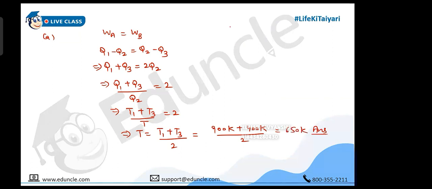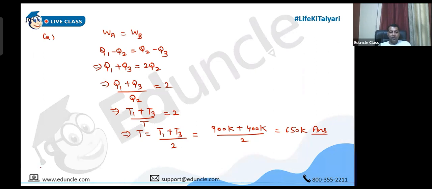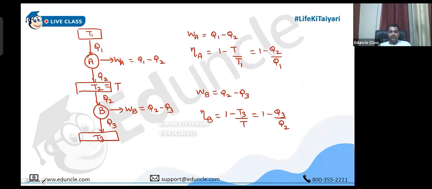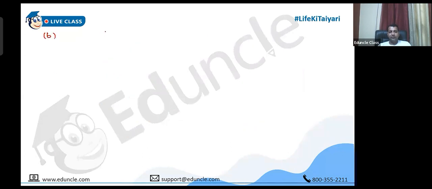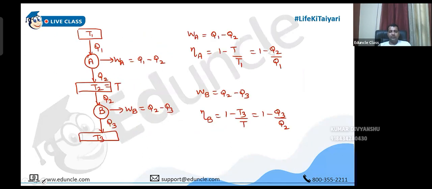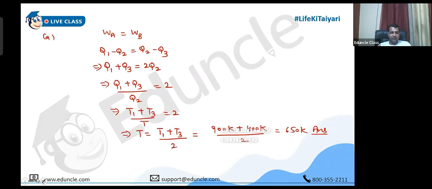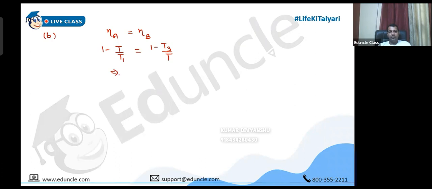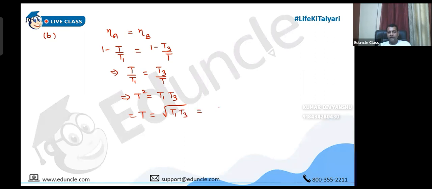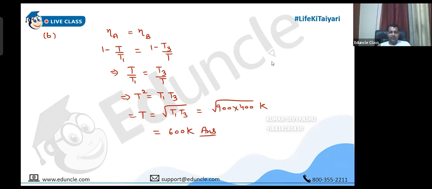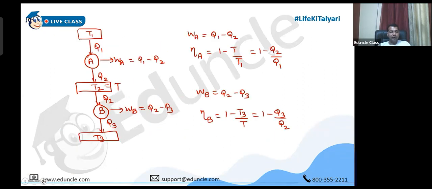So now in the second case, efficiencies are given to be equal. 1 minus T by T1. So now the temperature will be the square root of the product of the temperature of source and sink. Clearly 600 Kelvin. Mamta, it's 600. Please check. I have solved it, and you can remember these generalized formulas also. Clear? This is an important one. Mark this important. You are getting two generalized formulae. Okay.